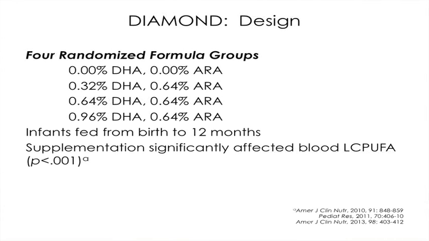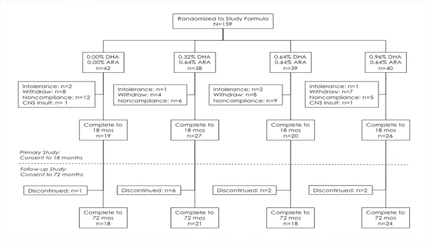And we know that by giving them these different formulas, by taking blood measures of DHA in their blood, we know that it differentially affected how much DHA was in their systems. This is the CONSORT diagram to just show you what happened to all the subjects.